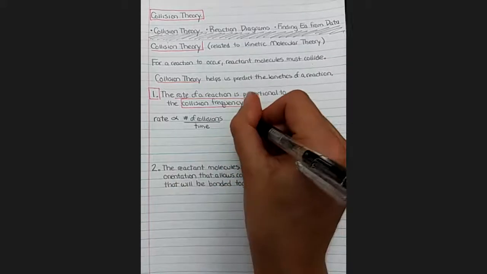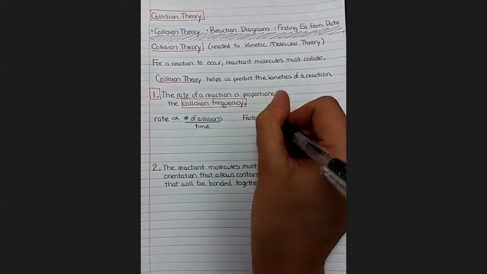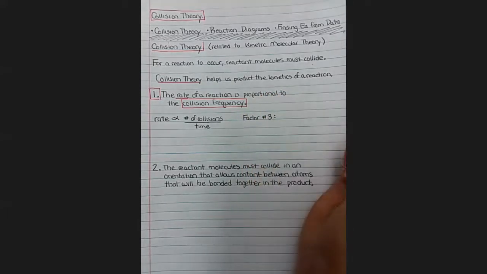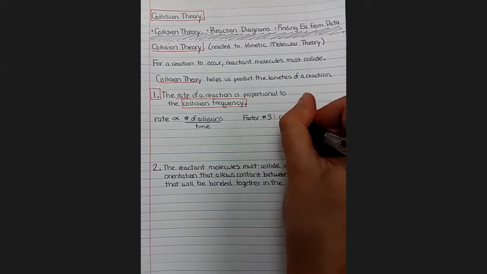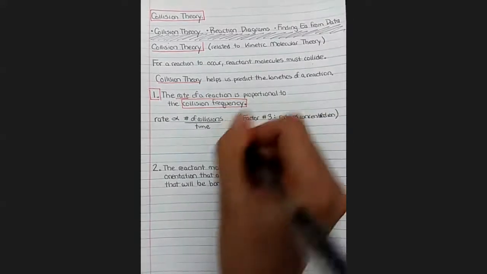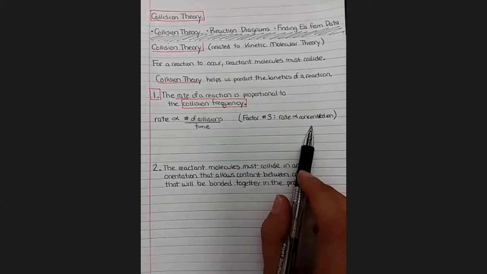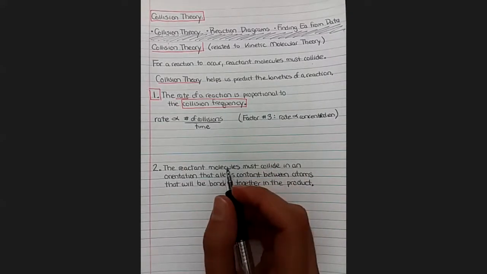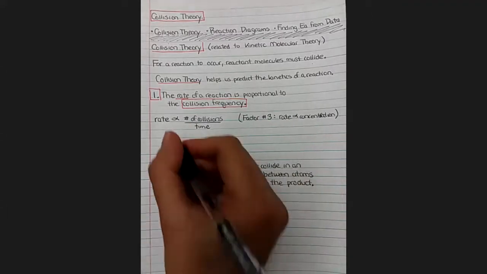And if you reach way back to the first video on this chapter and you remember the 5 factors that affect the rate, you'll remember factor number 3 was the concentration. And so concentration affects the number of collisions per unit time. There are a couple of different ways we can change the concentration. One of the ways is by actually putting more molecules in the container.